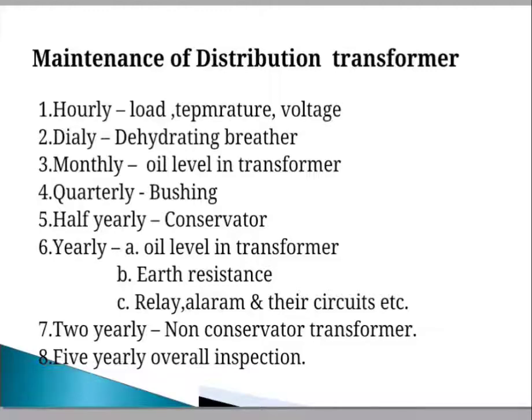Next one is quarterly. In the quarterly maintenance, we have to check the bushings. We have to examine the bushings for cracks and dirt deposits. If dust is deposited on the bushing, we have to clean it. If there is a crack in the bushing, then we have to replace the bushing. Then half yearly, we have to check the conservator and check for moisture covers. If there is improper ventilation, check the oil level.